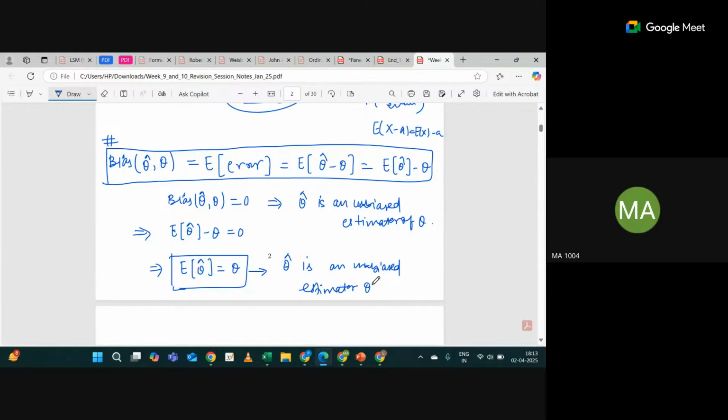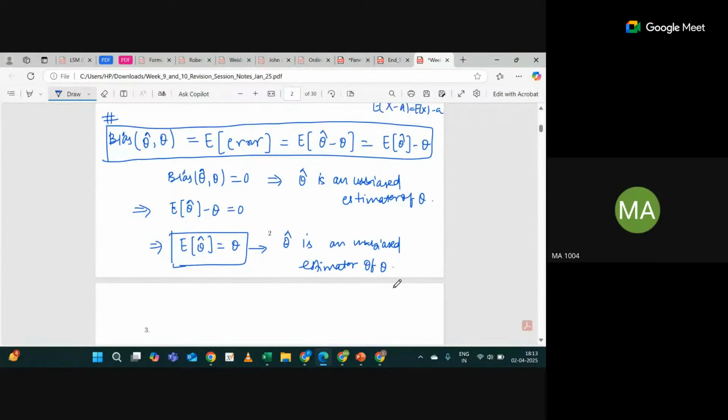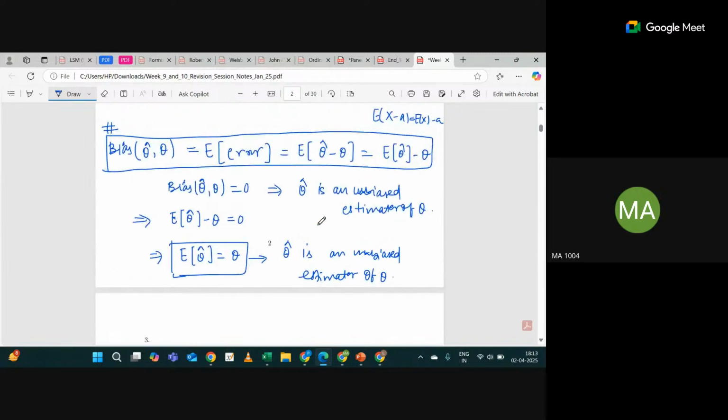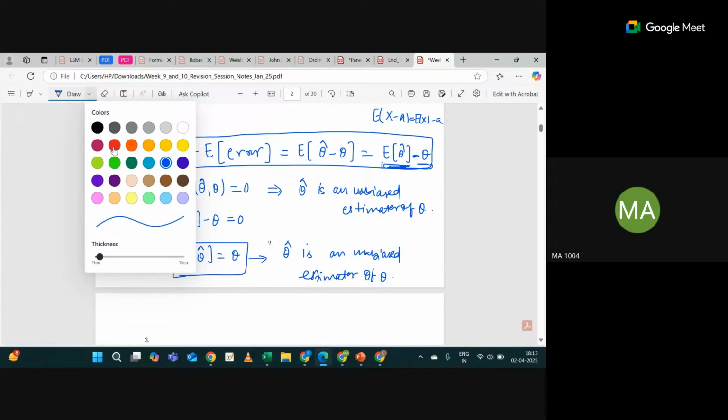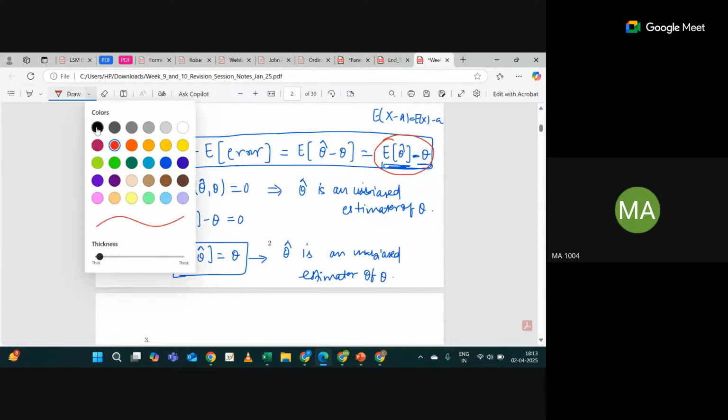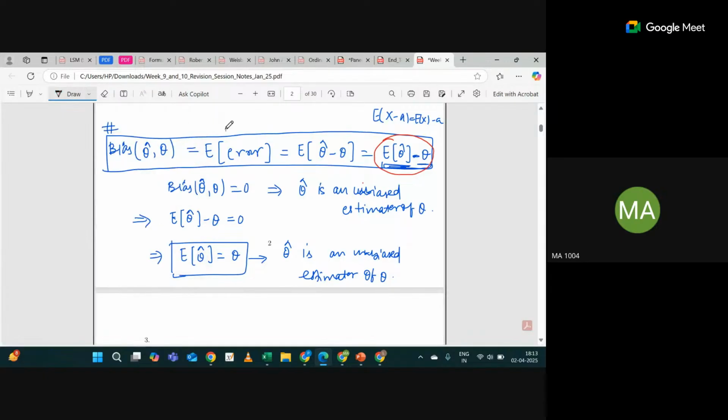Suppose there is a question asking you to find the bias of an estimator, how will you proceed? You will find the expected value of theta hat and subtract the original quantity theta. I'm going to highlight this quantity with red color. This quantity will help you compute the bias of the estimator. If expected value of theta hat minus theta comes out to be 0, that means that estimator is unbiased.